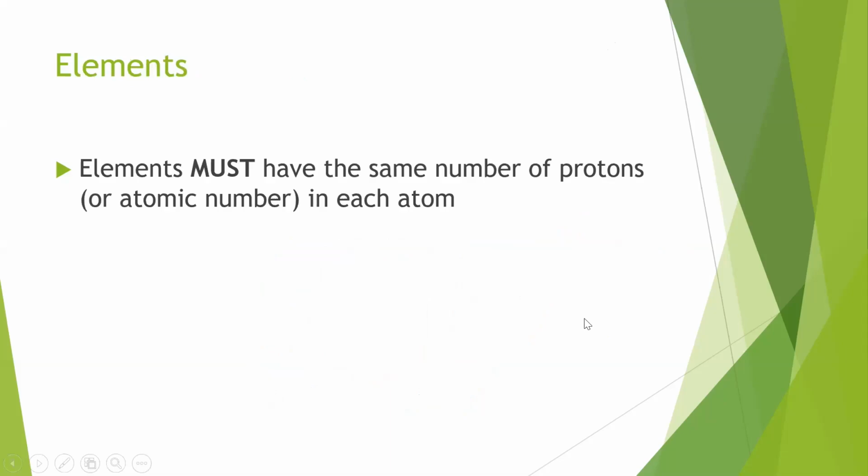Okay, so now let's talk about elements. Like I said before, elements must have the same number of protons in each atom. So if you have 1 proton in the atom, then it's a hydrogen element. If you have 2, it's a helium. It's predetermined, and you can look it up on the periodic table.